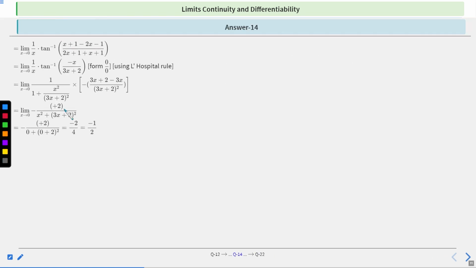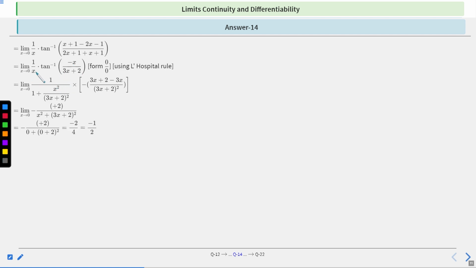Which is equal to the limit as x tends to 0 of 1 by x tan inverse. After solving this, you will get (x plus 1 minus 2x minus 1) upon (2x plus 1 plus x plus 1), which is equal to the limit as x tends to 0 of 1 by x into tan inverse of (minus x upon 3x plus 2). We have a 0 by 0 form, so we have to apply L'Hospital's rule. Clear? So we can apply L'Hospital's rule.